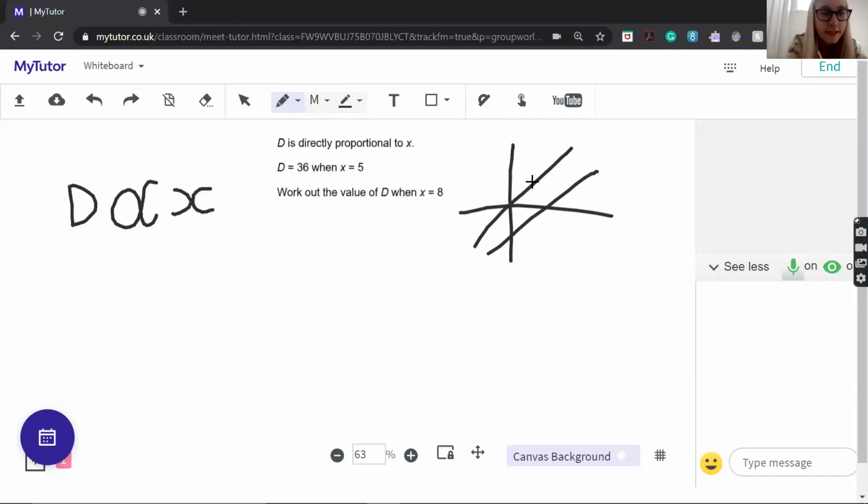So we write down this, and then you might remember that we can replace squiggly fish with our equals K, because it basically means that D is some multiple of whatever X is. So D equals KX.